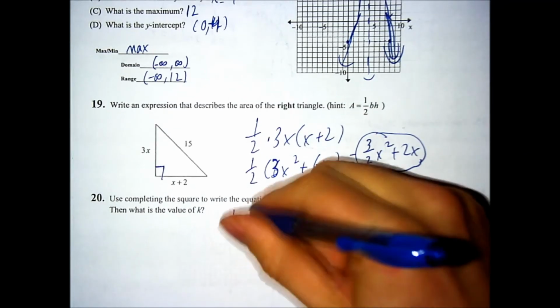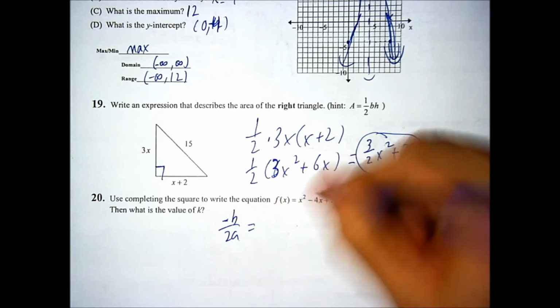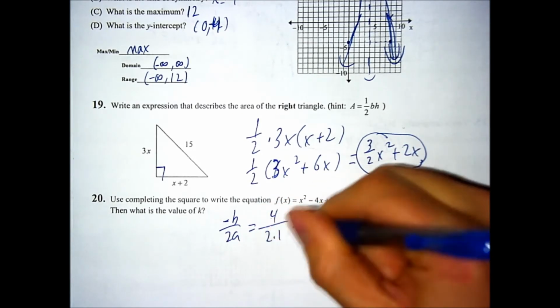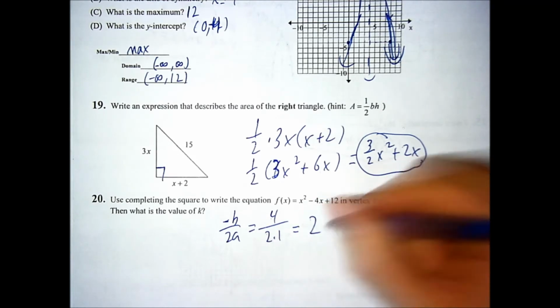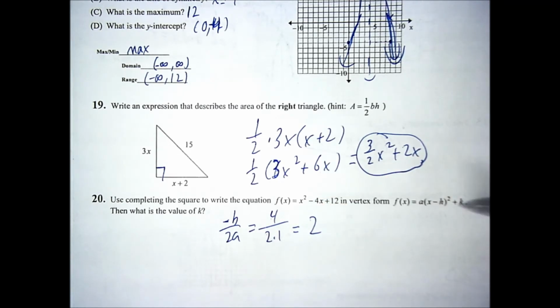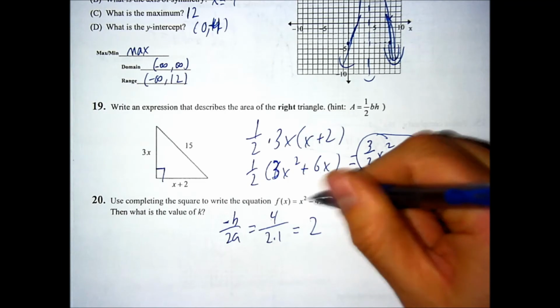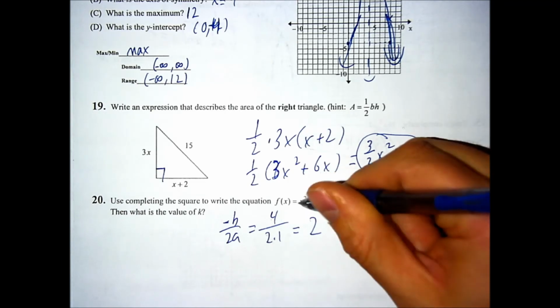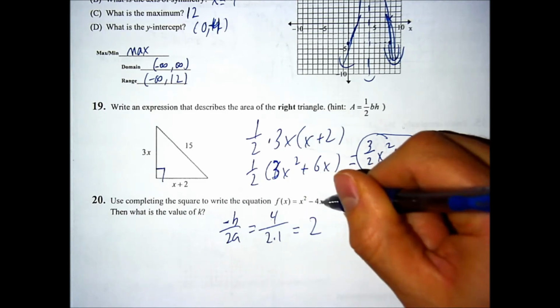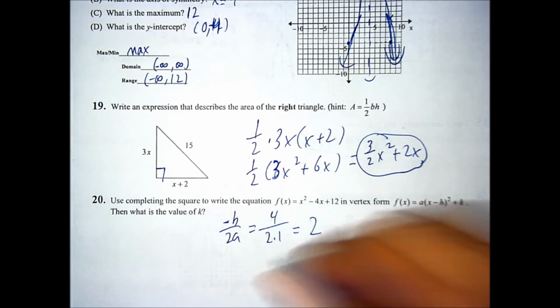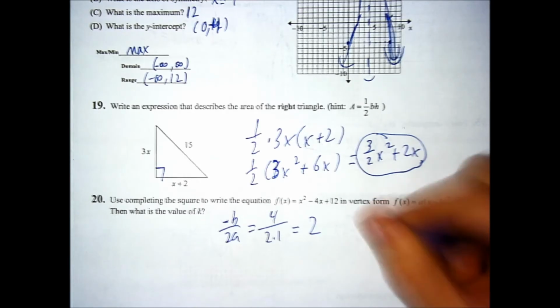So I will use opposite b over 2a once again. The opposite of -4 is 4. And then 2 times 1 is 2. 4 divided in half is simply 2. So the h value here is going to be a 2. And then to get the k value, I'll substitute that back in. 2 squared minus 8. 2 squared is 4, minus 4 times 2, which is 8. So 4 minus 8 is -4 plus 12 is 8. So the k value will be 8. So that is one of the options to match the question on the test.